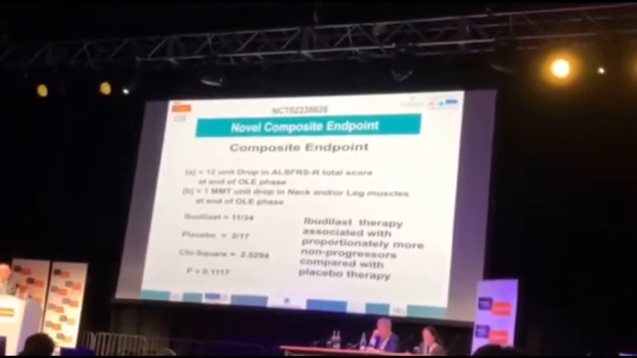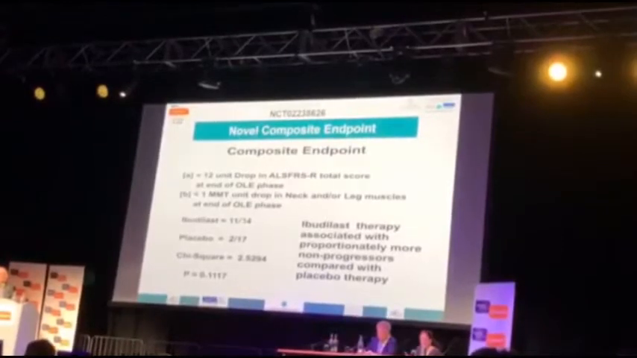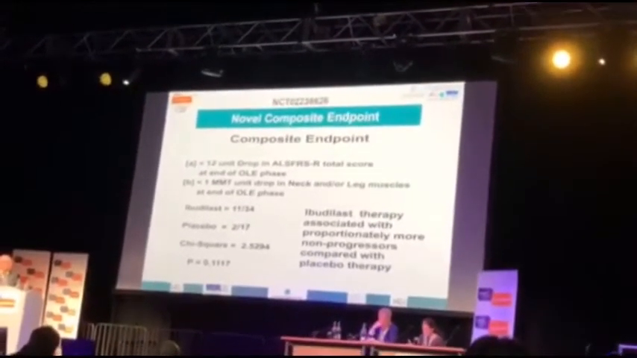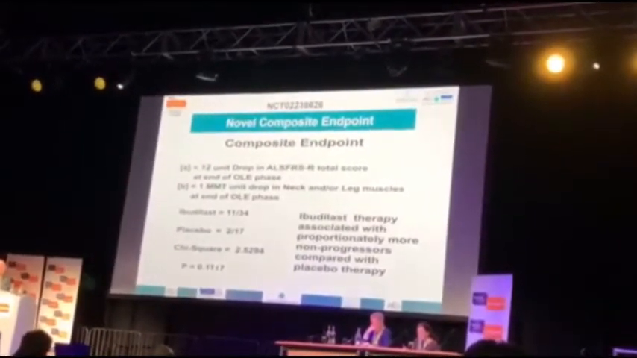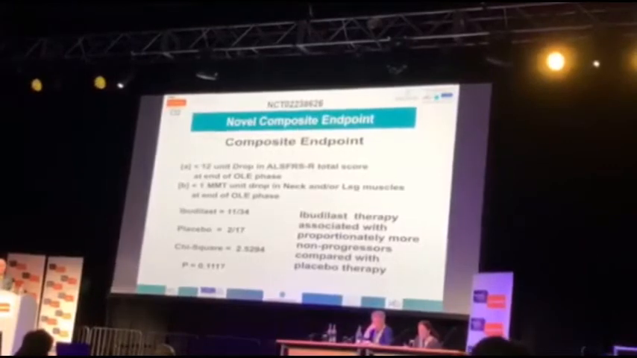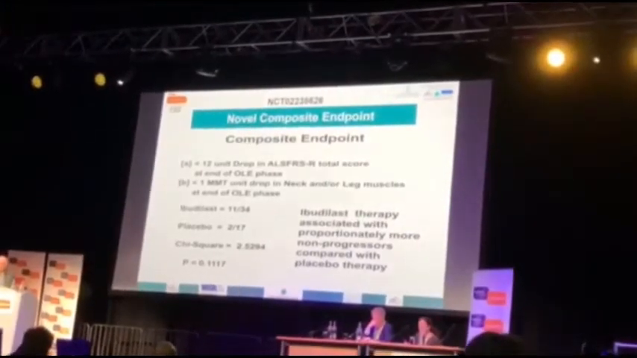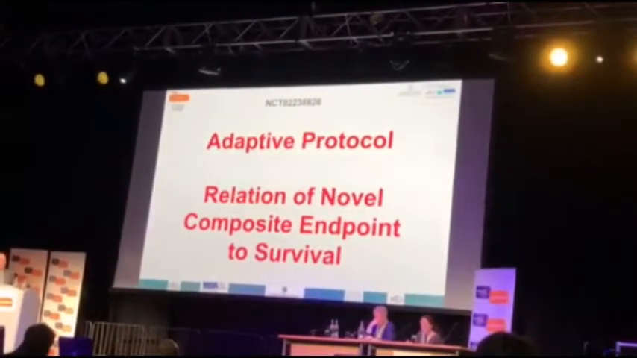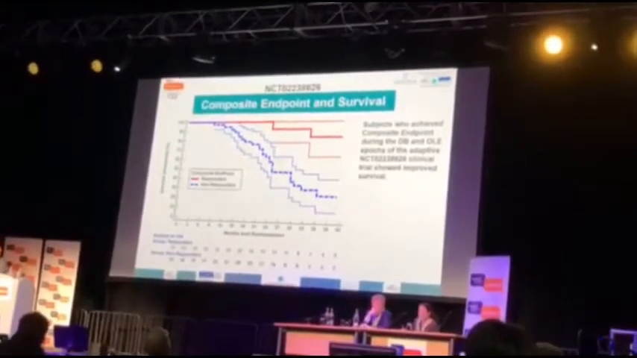When we looked at the treatment epic, we found 11 of 34 patients on ibudilast and 2 of 17 patients on placebo were associated with more non-progression at a 0.11. And so this will help us in planning the future studies and how many patients we will need for this composite endpoint. What I now want to do is look at the relationship of this novel endpoint to survival.